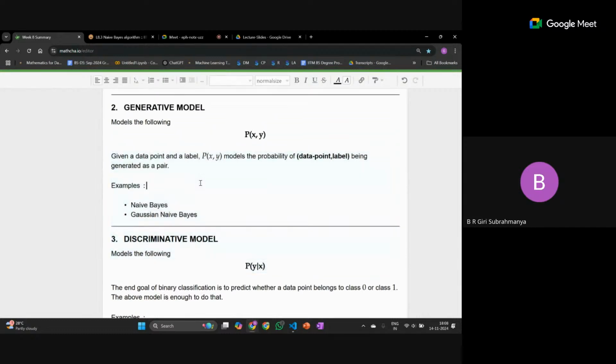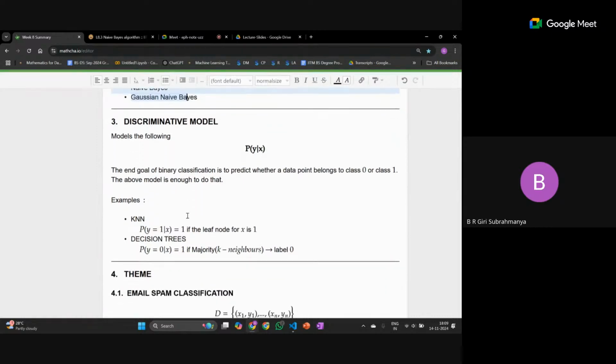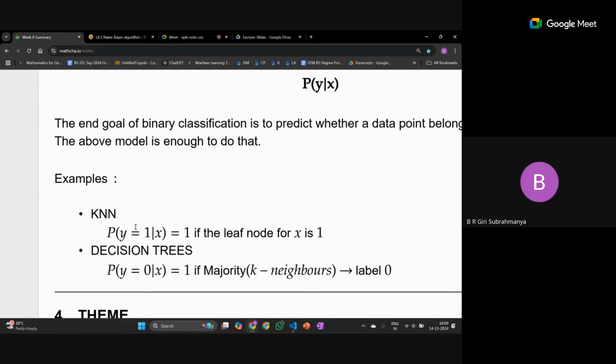The examples for the first model, which we'll see today, are naive Bayes and Gaussian naive Bayes. The examples for the discriminative model are things you have already seen. There can be others, but as of now we can take KNN and decision trees.